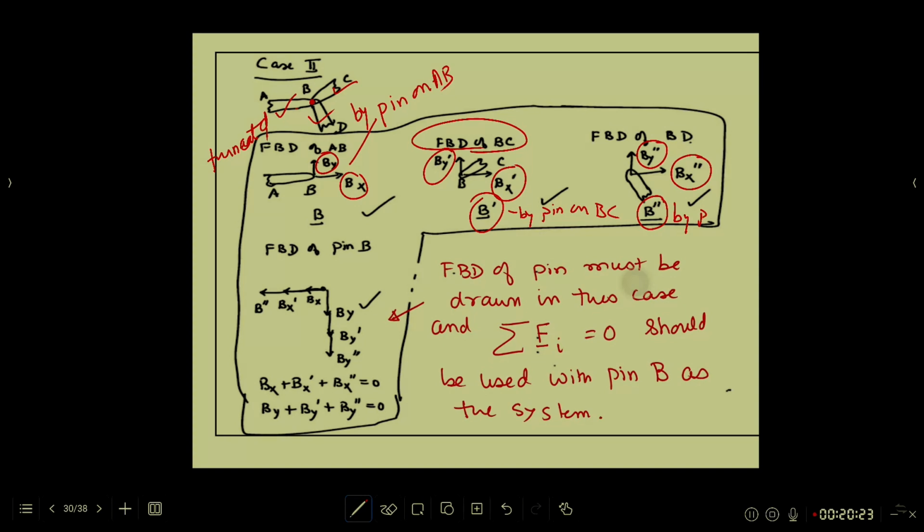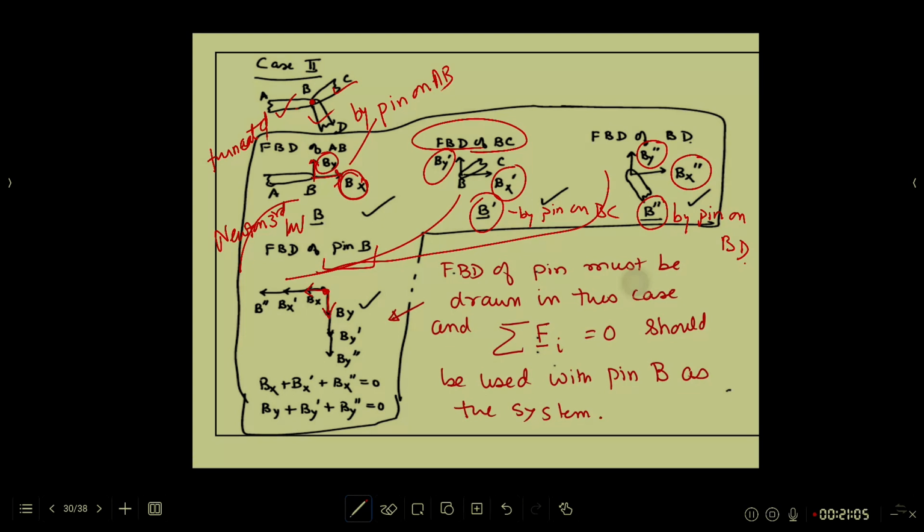Okay, now let's go to the FBD of the pin itself, the manager. What is the free body diagram of the manager? The free body diagram of the manager will be what I have drawn here. And mind you, again, like before, Newton's third law is being applied. Since I put Bx going from left to right, here Bx comes right to left. Since By was put here going upwards, By comes as downwards. Since Bx prime left to right, Bx prime comes from right to left. Since By prime was upwards, By prime is downwards here.